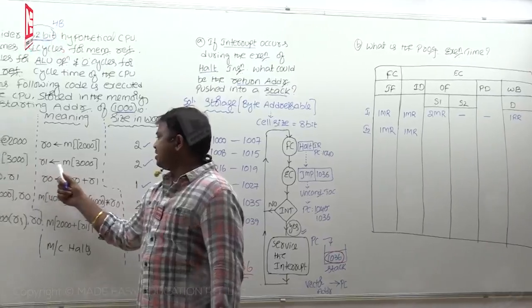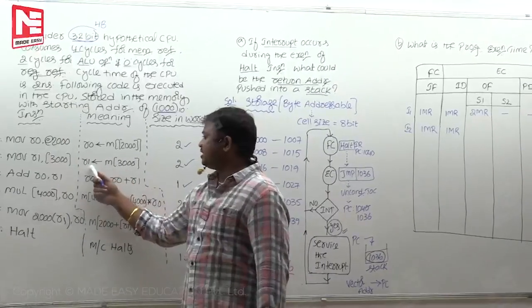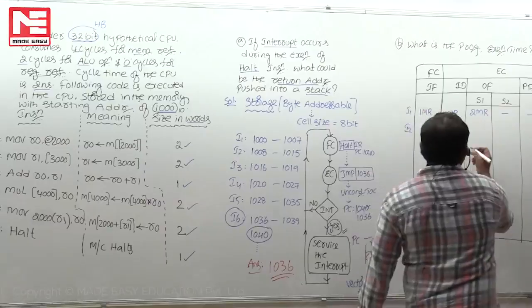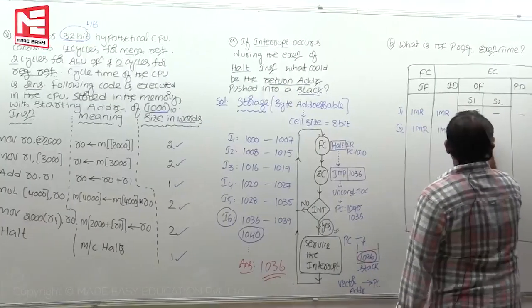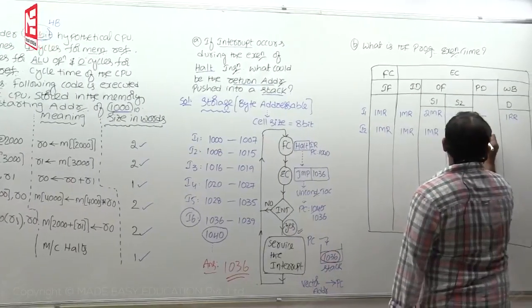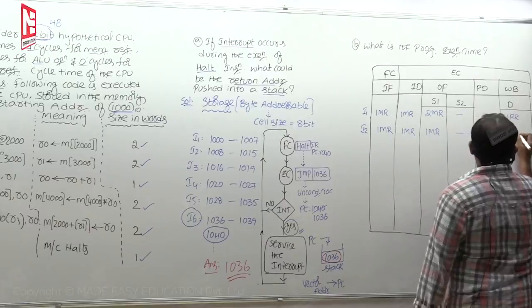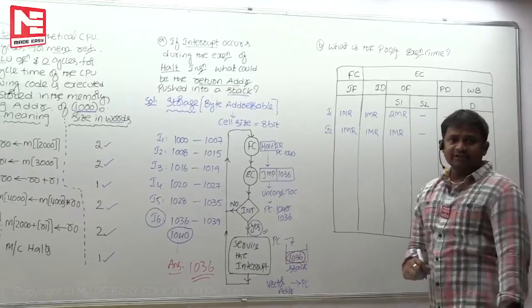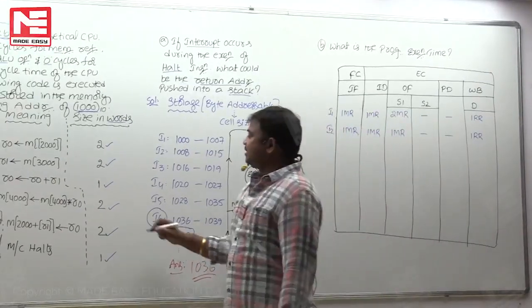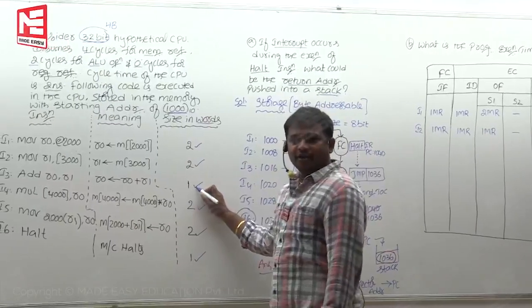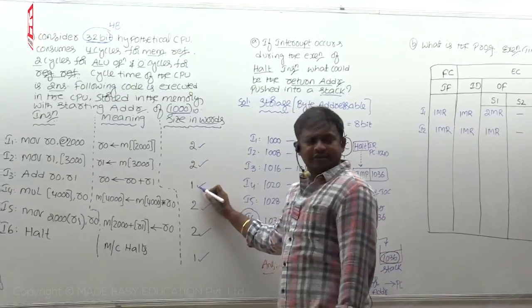Memory to register. This is direct addressing, and this is register addressing. Therefore, here 1 MR for the direct addressing. Source 2 and PD not required. 1 RR for the destination, register reference. Next, I3. I3 is 1 word long. Is it okay?